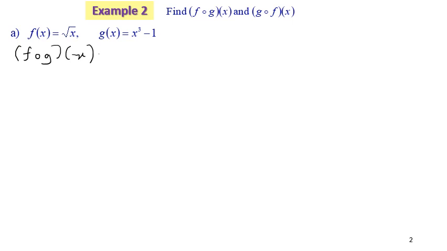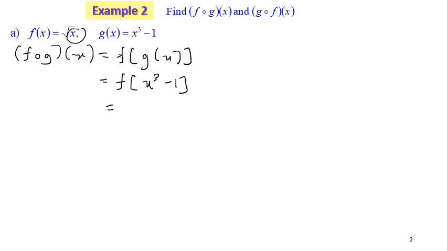So we can rewrite this one as f of g. Remember, g will be an input for function f. So write function g, which is x cubed minus 1. So x cubed minus 1 we will insert into this x. So it would be square root of x cubed minus 1. So this is for composite function fg, right?